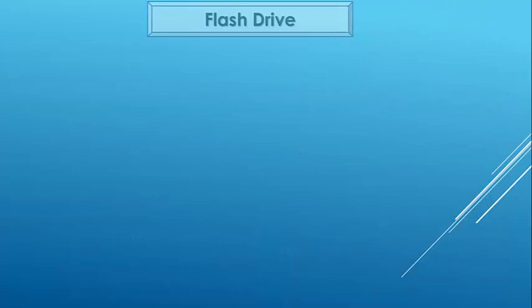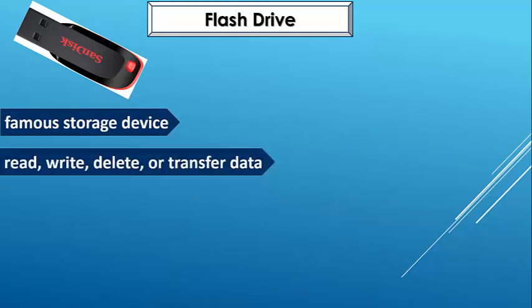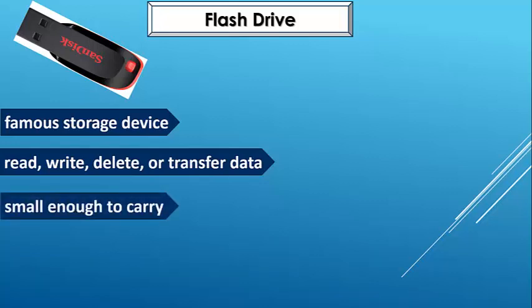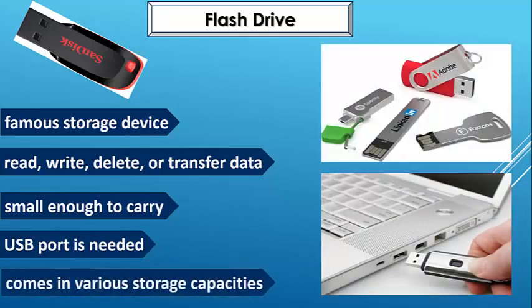Last is the flash drive, the most famous storage device. It can be used to read, write, delete or transfer data. It is famous because it is easy to use and small enough to carry around in your pocket. To use a flash drive, a USB port is needed. The device is plugged into the USB port of the computer. A flash drive comes in various storage capacities. Examples are 1 GB, 2 GB, 4 GB, 8 GB, 16 GB, and so on.